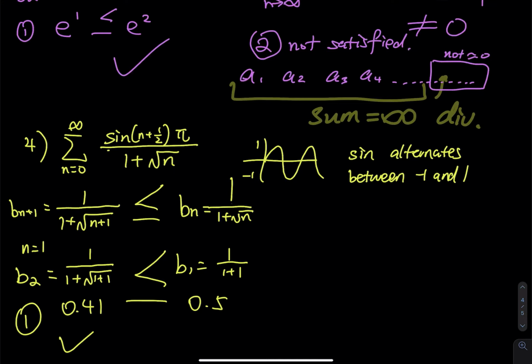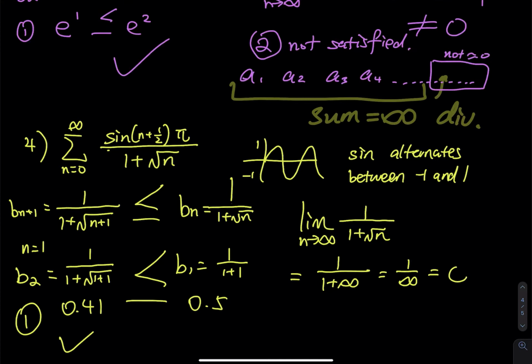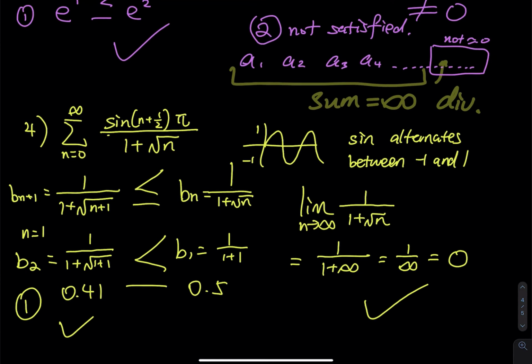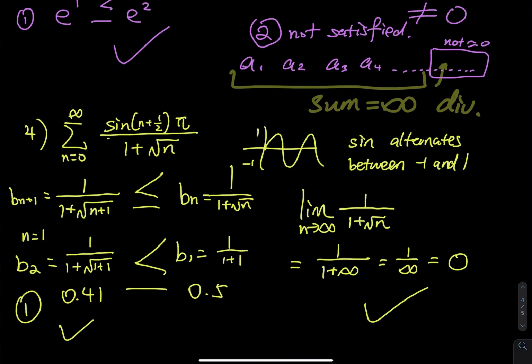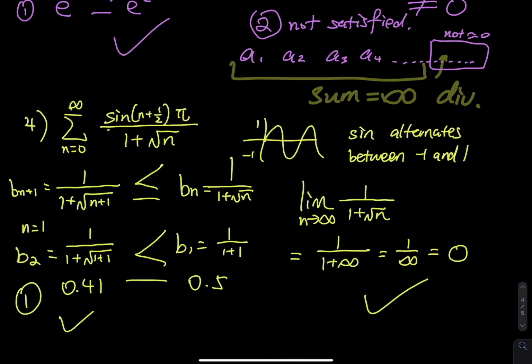And then number 2, you want to show that the limit as n approaches infinity of bn, 1 divided by 1 plus the square root of n, is equal to 0. Is that true? The answer is yes, because you will have 1 divided by 1 plus infinity, that is 1 divided by infinity, which is equal to 0. So number 2 is also satisfied. According to the alternating series test, the series is convergent. So that would be number 4.